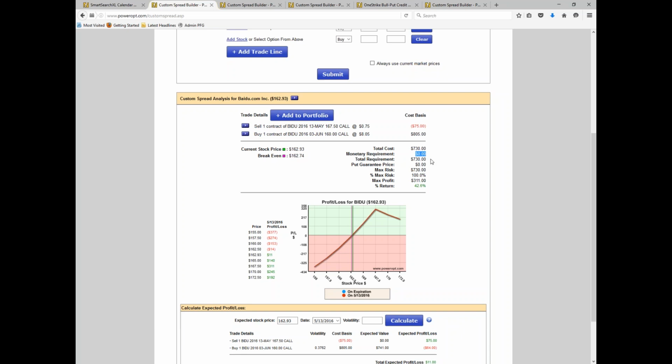Yeah, so it'd be 730. That's why we didn't see that in the result, because the debit was beyond that $4. But the return still looks pretty good as well. Okay, so that's just the ways to set up the spreads.